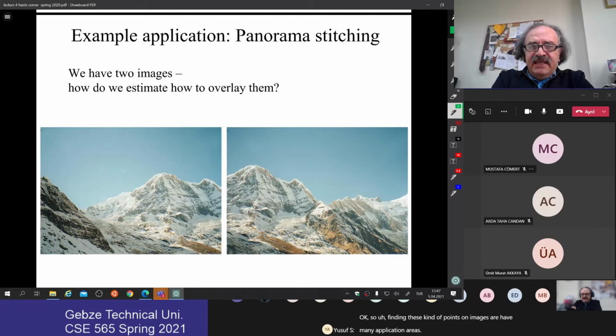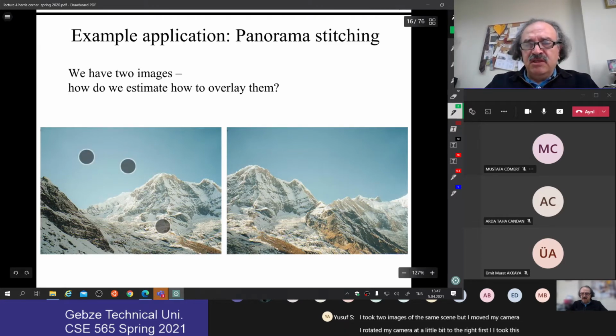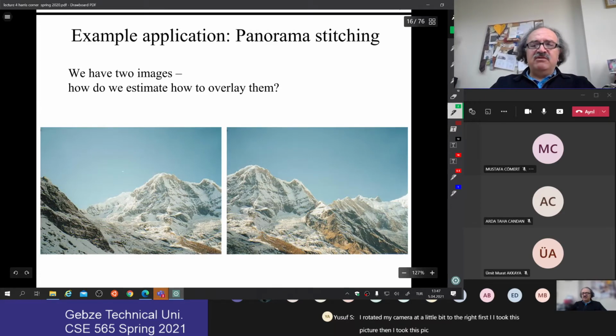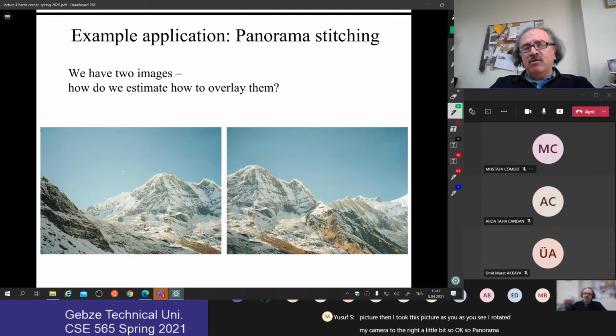Same scene, I took 2 images of the same scene, but I rotated my camera a little bit to the right. First I took this picture, then I took this picture. As you see, I rotated my camera to the right a little bit. Okay, so panorama stitching, I like to move these things together so that I have a wider field of view picture. That's what I like to do.